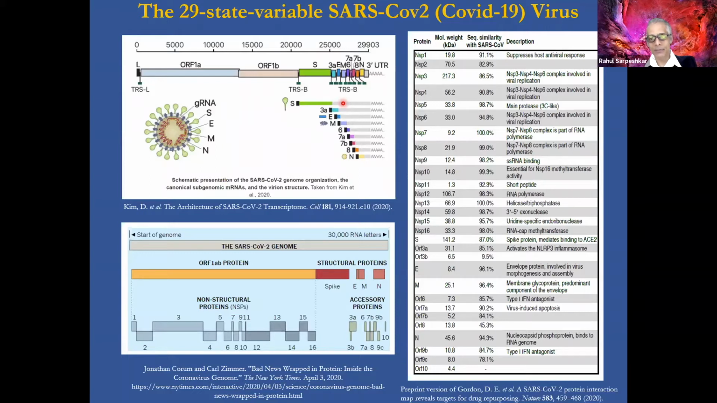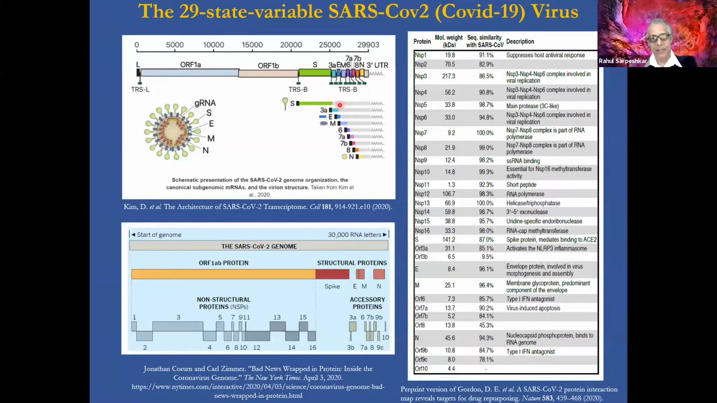But I wanted to give you the whole truth and nothing but the truth, which is why I'm giving you all the visual detail and telling you what the hardcore science is. But I will also guide you through it so you don't have to understand all of this, since I realize some of you do not have science backgrounds. So the SARS-CoV-2 virus has 29 state variables.